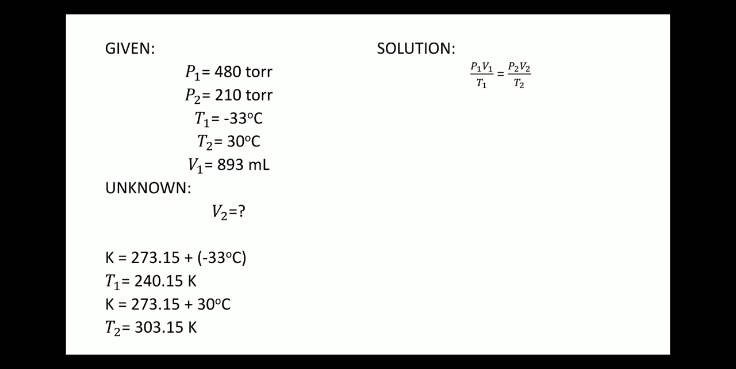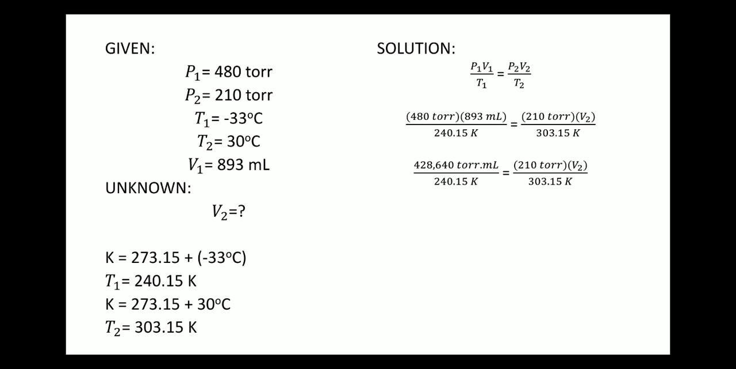Let's write the formula. Substituting the values, so 480 torr times 893 over 240.15 is equal to 210 torr V2 over 303.15. Then, the next step is to multiply first 480 times 893, so that is 428,640 torr ml. Then copy the remaining numbers. So the next step is to cross multiply.